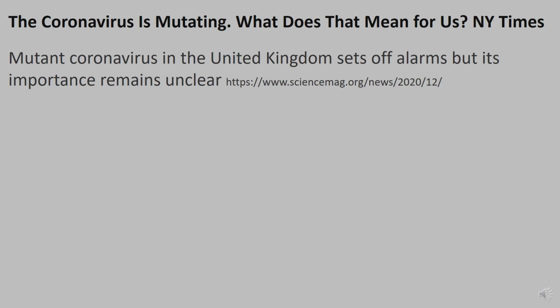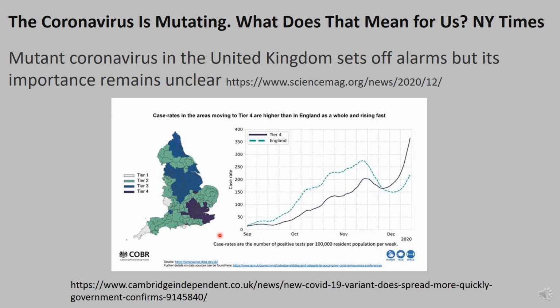In the last week or so, there's been quite a bit in the press suggesting that the coronavirus is mutating. Mutant coronaviruses have been detected, particularly in the United Kingdom. It set off alarms, but its importance remains unclear. In the southeast part of England, a particular variant of coronavirus has been detected at increased frequencies. And this area of England has also moved into Tier 4, which is essentially kind of like a lockdown. But what is the meaning?